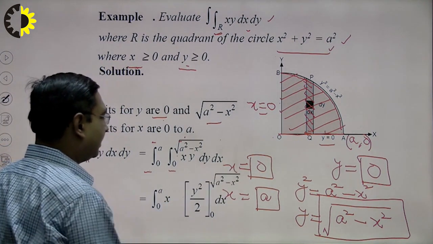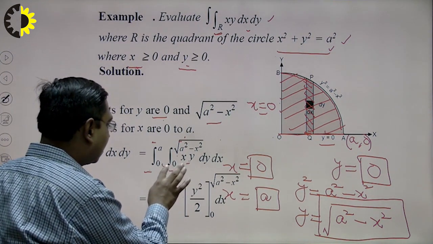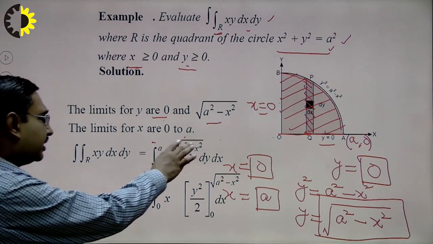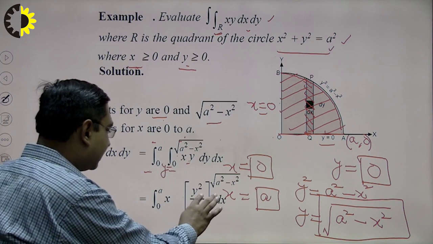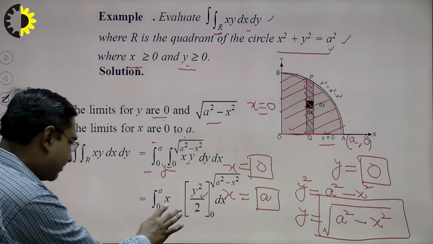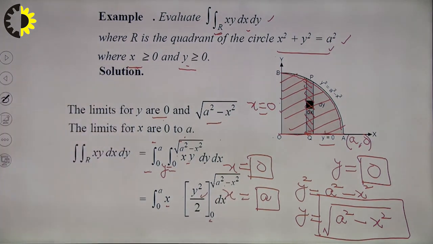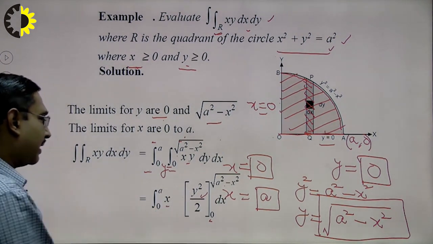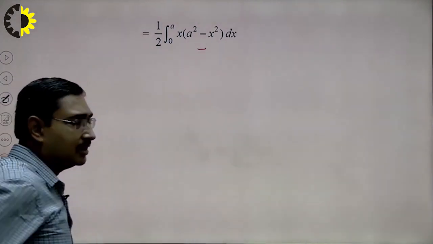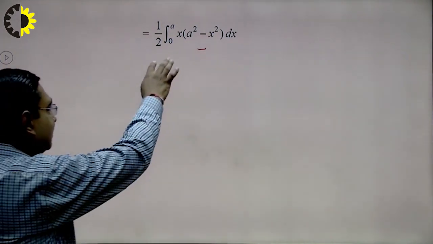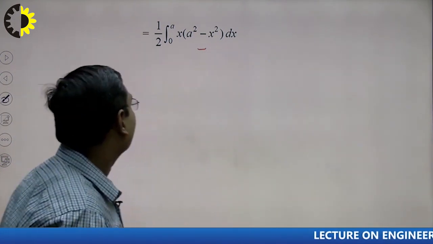Now, this integration will be performed because the limits of y are occurring inside. So, integration will be evaluated with respect to y first. Integrating y gives y square upon 2, x will remain constant. Limits of y are from 0 to root a square minus x square. Applying these limits, I obtain this expression. Now, it is a simple definite integral in terms of x. It can be evaluated easily.